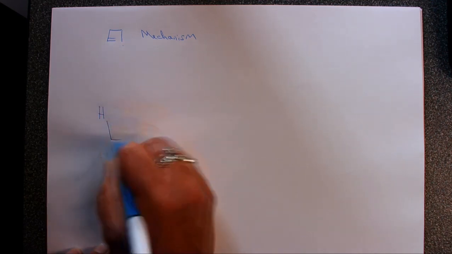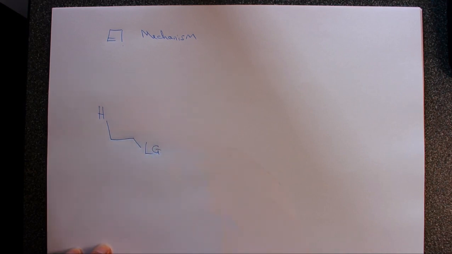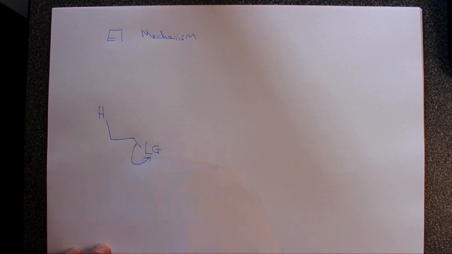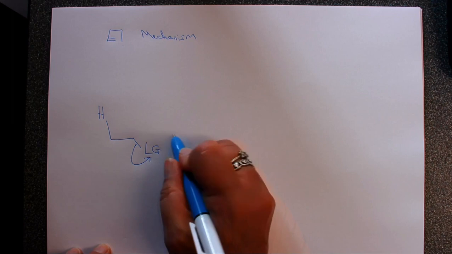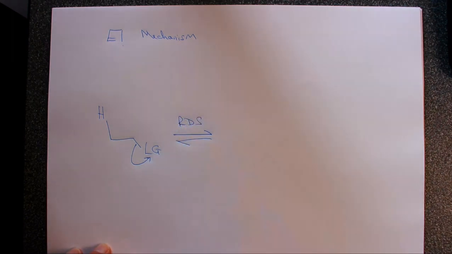Again, this is exactly what you've got on your PowerPoint. I'm just talking you through in real time. So the first step, the rate determining step of the E1 mechanism, is loss of our leaving group. So we're going to draw the arrow, breaking that bond, allowing the leaving group to depart. This is our rate determining step, RDS.